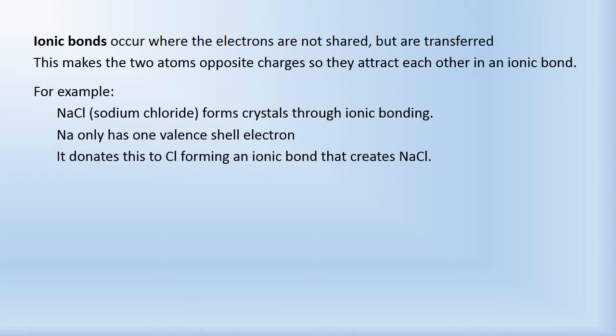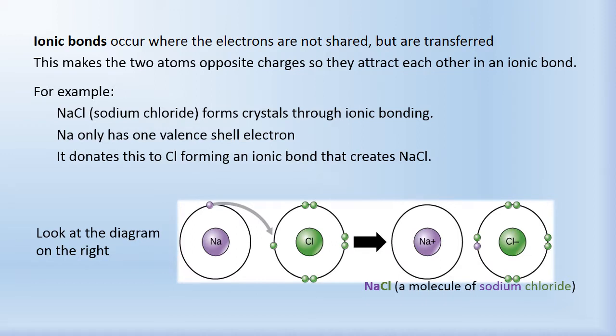Na only has 1 valence shell electron. It donates this to chlorine, and this forms this ionic bond that creates the NaCl, that binds Na to Cl. Look at the diagram on the right. Sodium, Na, in purple, gives its 1 outermost valence shell electron to chlorine, Cl.